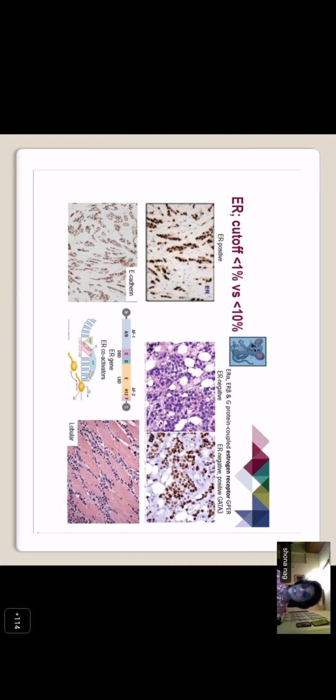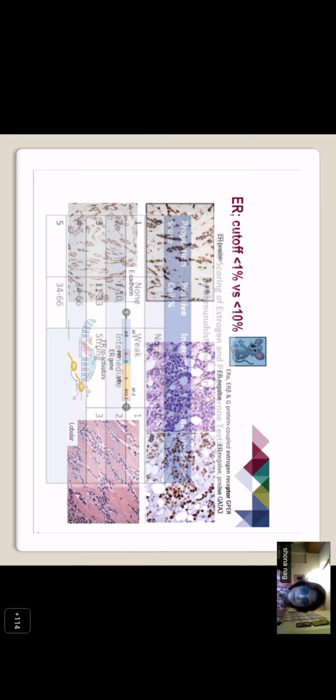E-cadherin is very important for establishing the diagnosis of lobular. Lobular diagnosis is really very important, especially in the neoadjuvant and adjuvant setting. These are usually ER positive tumors, except for the pleomorphic and the other varieties that are HER2 positive, and they don't respond very well to chemotherapy.